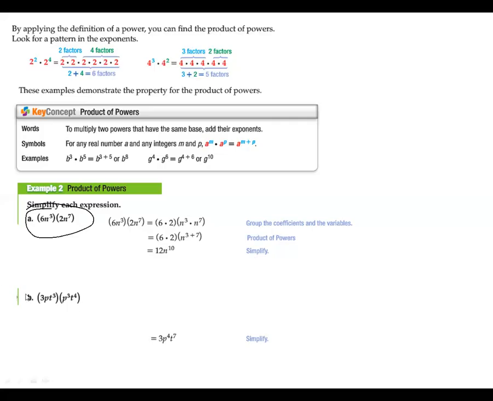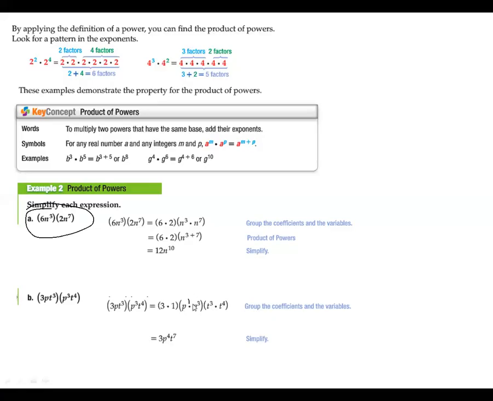How about this one? Okay, we're going to group the coefficients and the variables. This one right here is understood to have a 1 in front of the p here. That's where this one came from. Okay, so it's basically 3 times 1, or just 3. You group the p's together, so you have p times p cubed, and then t to the 3rd times t to the 4th. Now, a lot of people mistakenly think that p times p to the 3rd is just p to the 3rd again. But remember, if there's no exponent on a variable, it's understood to have a 1.